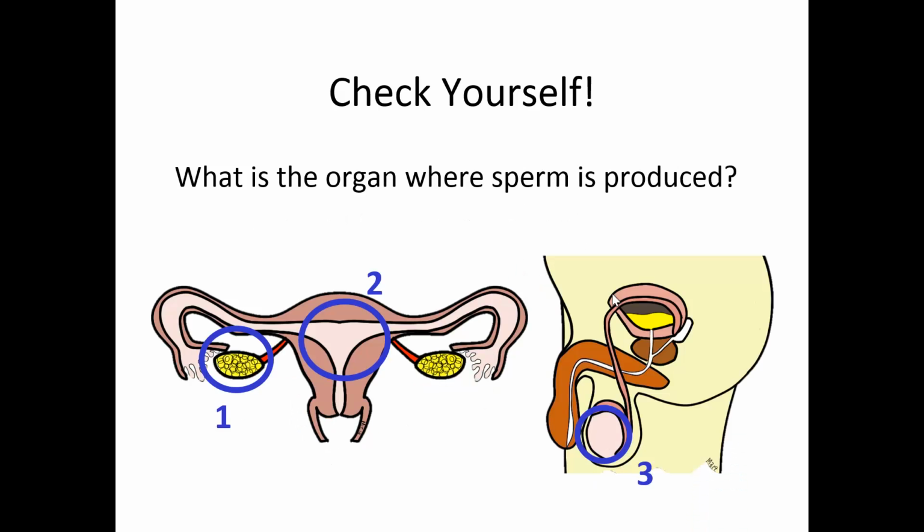Let's try another. What's the organ where sperm is produced? If you answered testes here, you're correct. Remember, the sperm is produced in the testes so that it can fertilize an egg cell for reproduction.